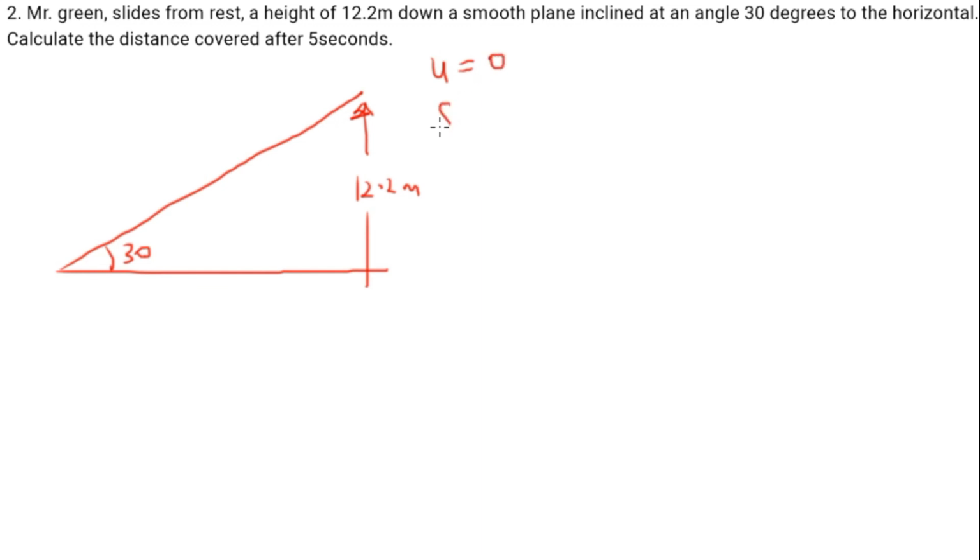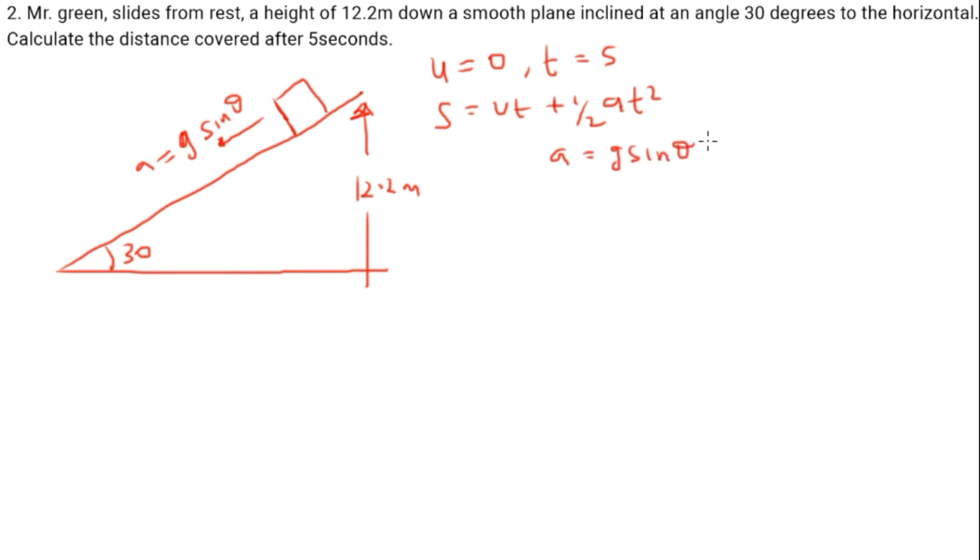In order to find the distance along the plane, we may use s equals ut plus half at squared. Okay, we have t, which is 5 seconds. Notice that the acceleration is independent of the mass of the object, and of course, as proven, the acceleration at which the object slides down the inclined plane is g sine theta. So let's say g sine theta. In this case, g is 10, and the sine of 30 degrees is half, and that's supposed to be 5 meters per second squared.